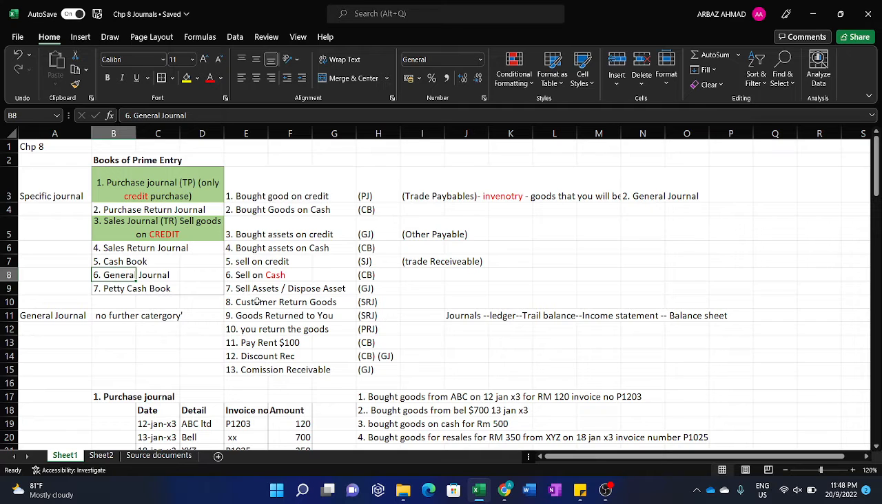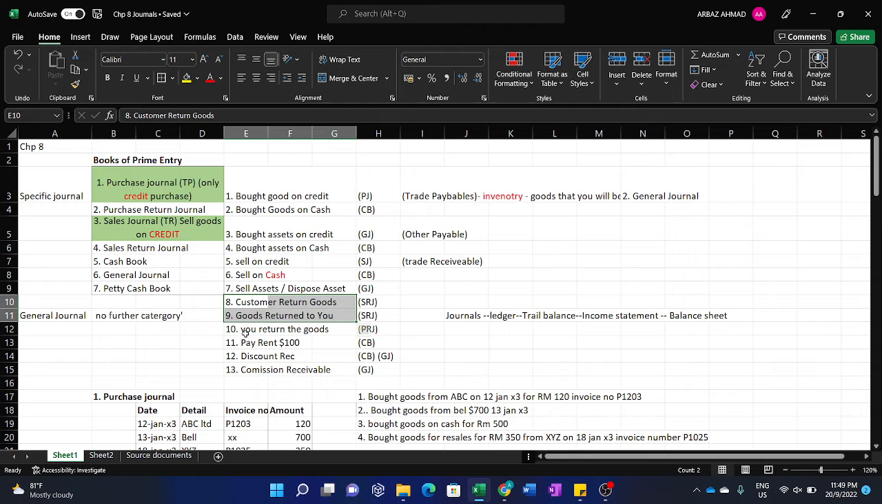Okay, so customer returns the goods. So now if the customer plans to return the goods to you and he bought it on credit, then it will go in sales return journal. Okay, if he returns the goods on credit, there is no cash return. So goods returned to you also goes in sales return journal, because this is just the same thing phrased differently.